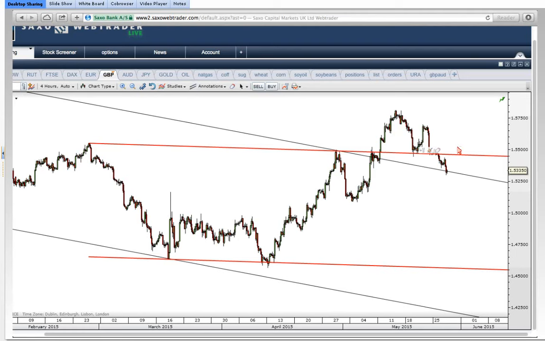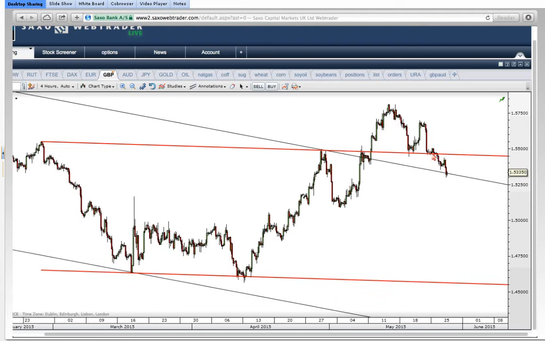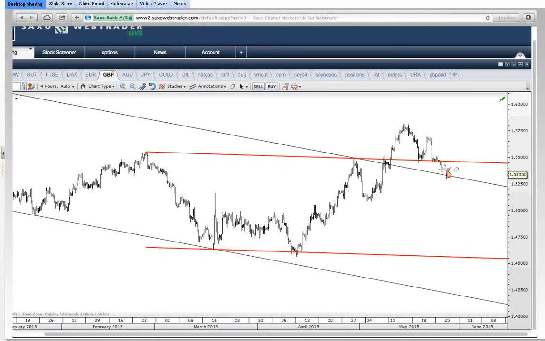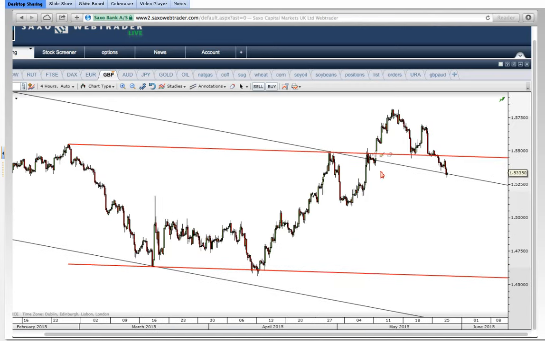So the bottom is about 152.70 area. We may see it, we may not. I can't say we definitely have to retrace it. Obviously, we don't have to. But in my experience, eventually they get filled.